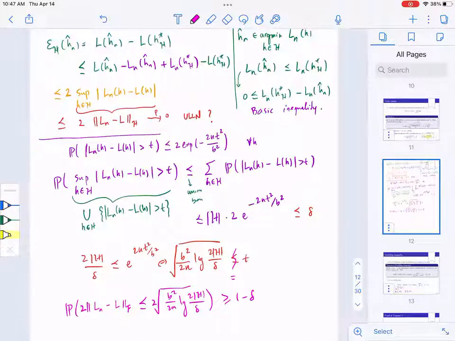It's just an application of the union bound, and then you choose the t properly so that the other side is bounded by delta, and then you're done. Okay, so basic inequality and then a uniform convergence. Okay, so let's stop here.